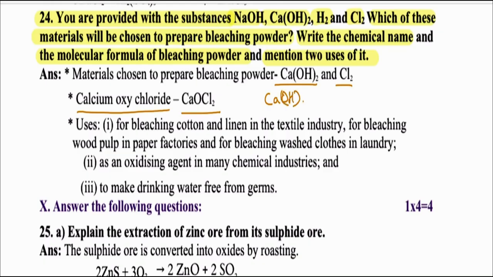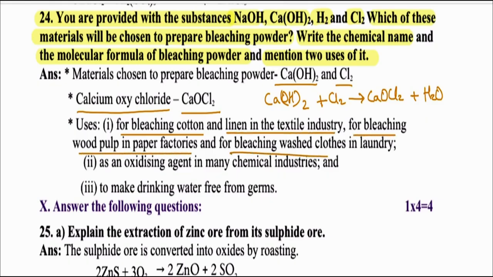Okay, let's write the chemical equation. Ca(OH)2, calcium hydroxide, plus Cl2, chlorine, gives rise to CaOCl2, which is calcium oxychloride, plus H2O or water. Uses are for bleaching cotton and linen in textile industries, for bleaching wood pulp in paper factories, and for bleaching washed clothes in laundry. Second use is as an oxidizing agent in many chemical industries and to make drinking water free from germs.